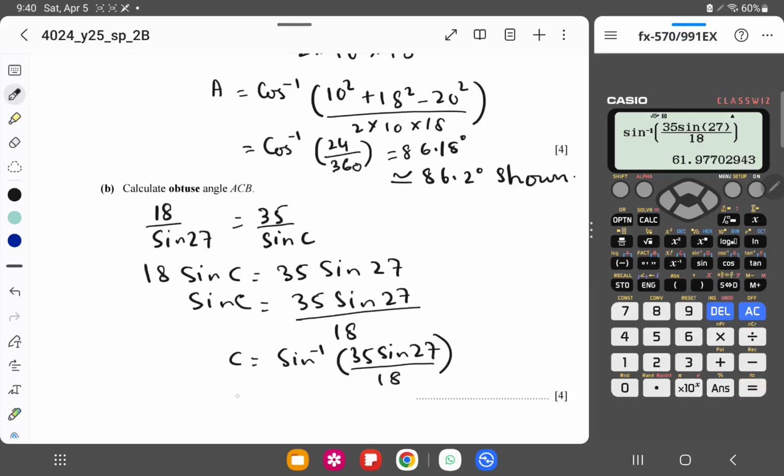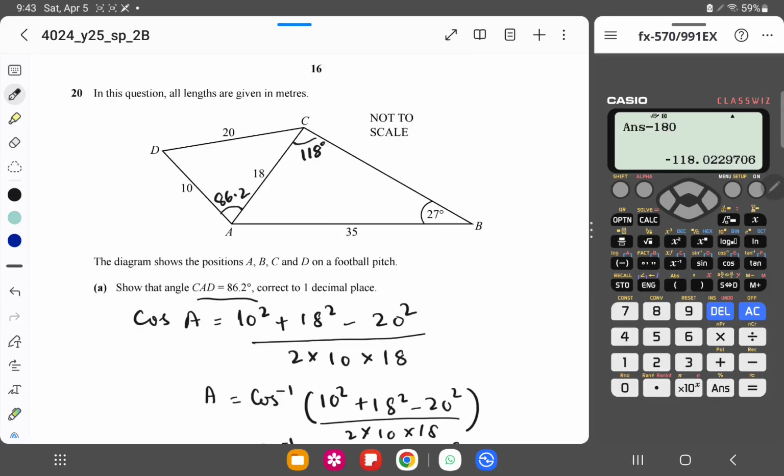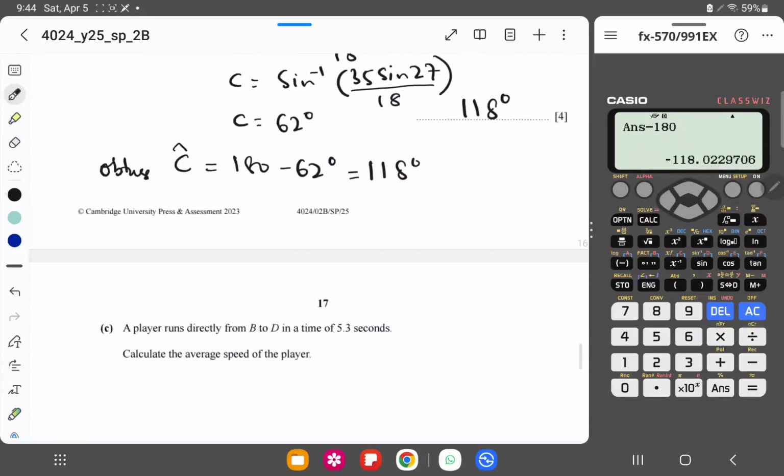Your answer is 61.977 means 62 degrees. So C is equals to 62 degrees, but in the question C is obtuse. So 180 minus 62, which is equals to 118 degrees. So now I've labeled this as 118 degrees. Okay, now the next part C.